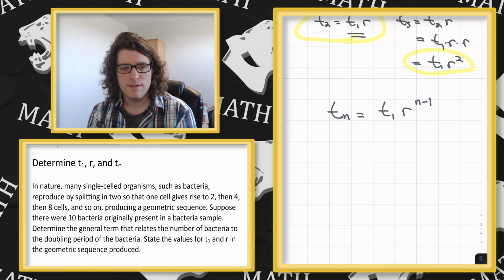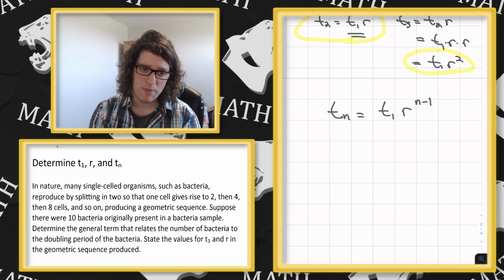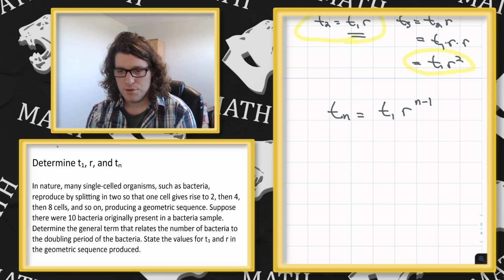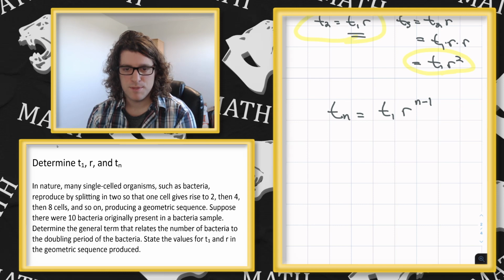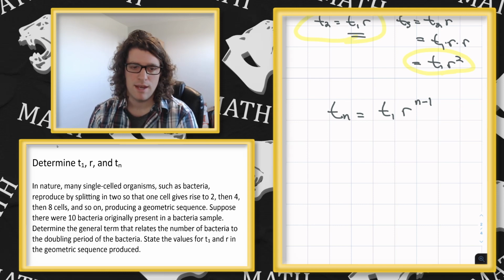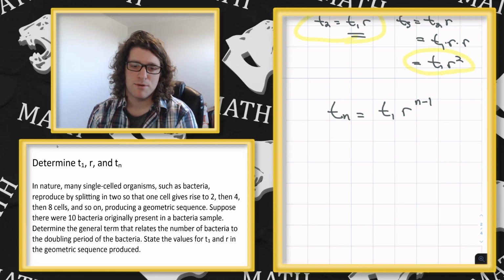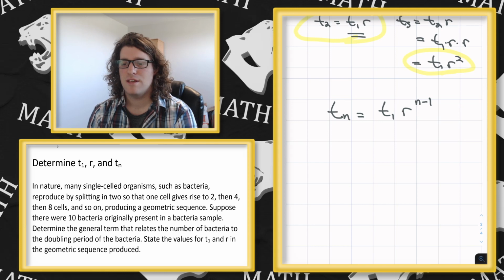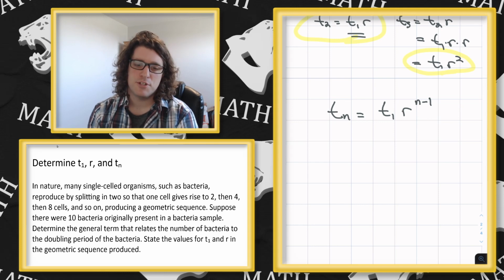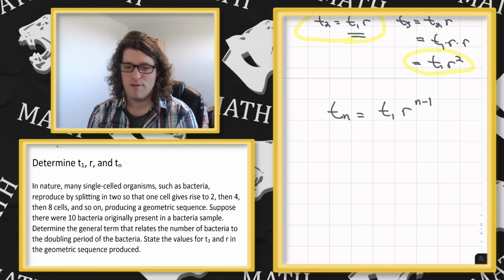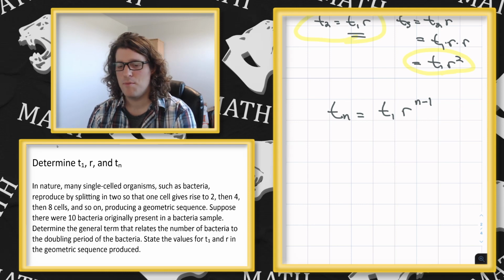So I'm going to read it. You could, but I will anyway. In nature, many single-celled organisms, such as bacteria, reproduce by splitting in two so that one cell gives rise to 2, then 4, then 8, and so on, producing a geometric sequence. Suppose there were 10 bacteria originally present in a bacteria sample. Determine the general term that relates the number of bacteria to the doubling period of the bacteria.